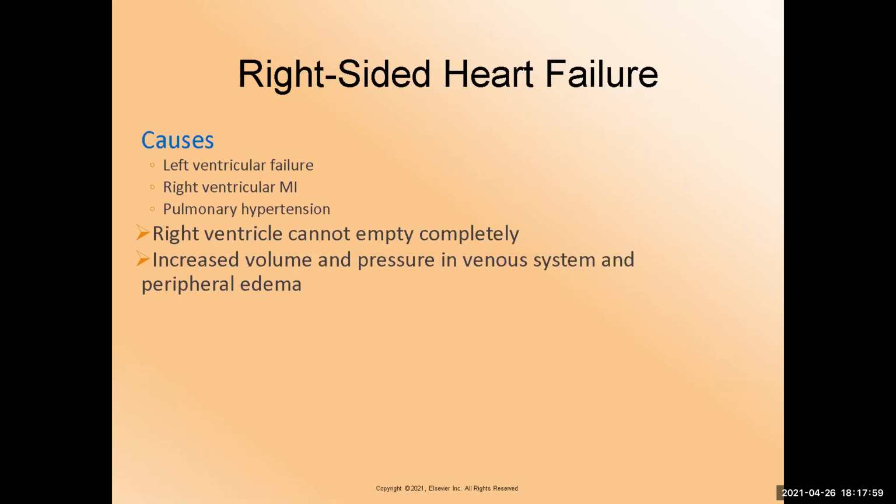So right-sided heart failure may be caused by left ventricular failure, right ventricular myocardial infarction, or pulmonary hypertension. So when you're studying these, just pull these apart. You might want to have a chart, or you might want to do a concept map and pull these apart so that you understand the differences.